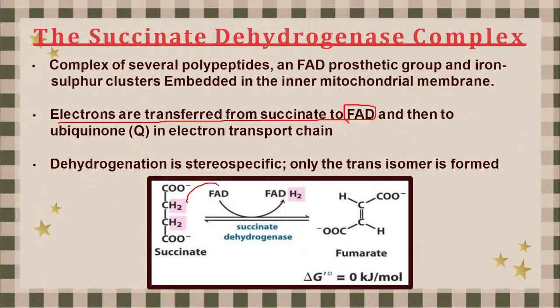Electron is passing from succinate to FAD, and from FAD to where will the electron transfer? We will read in the electron transport chain. Electron will transport to the ubiquinone.